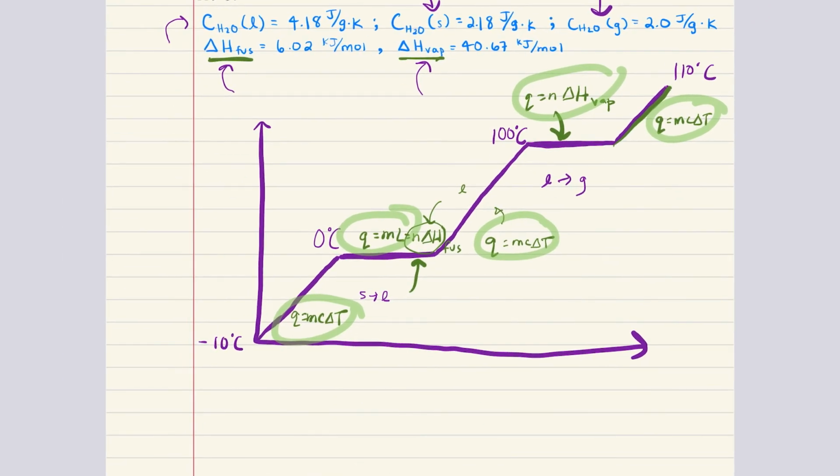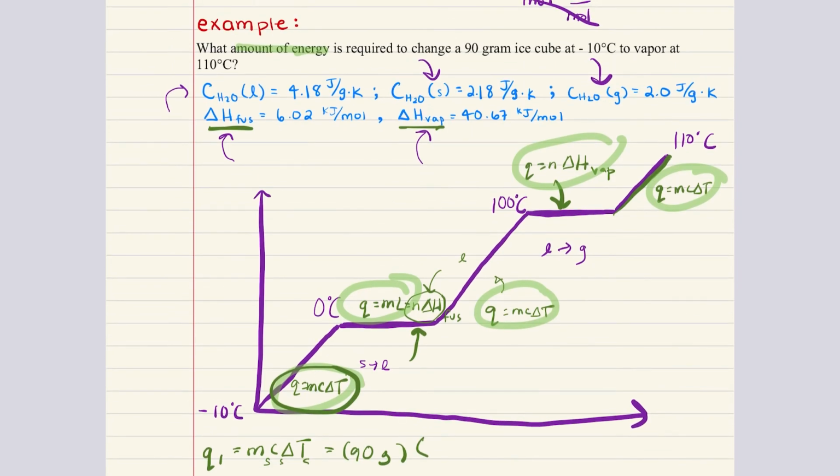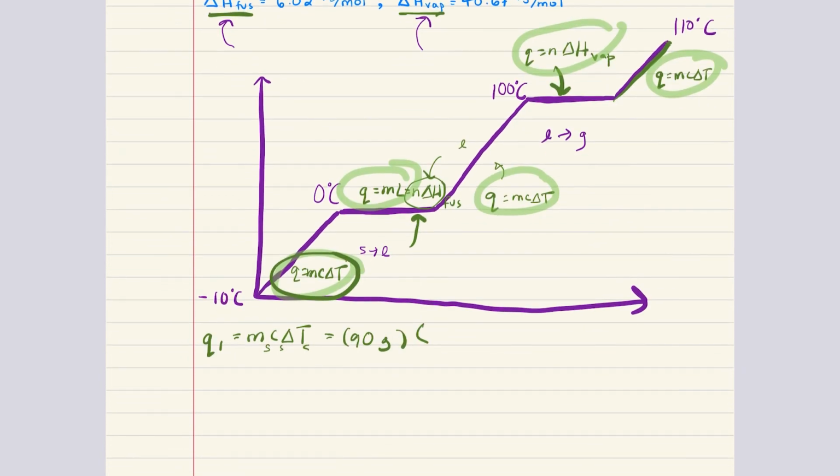So let's go ahead and start with segment 1, this one right here. We're going to note it as Q1 equals mC delta T, and this is for our solid phase. So we're going to put solid phase for each of these as subscripts to remember what we're dealing with here. Now we know we have 90 grams of ice. We also know the specific heat capacity for ice, for water in its solid form. It's 2.18 joules per gram per Kelvin. So let's write that down, 2.18.